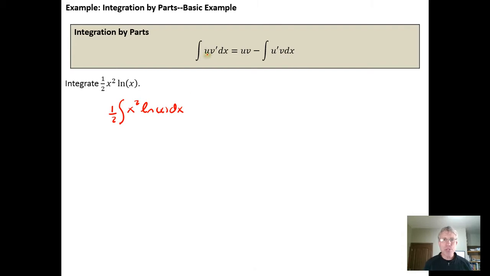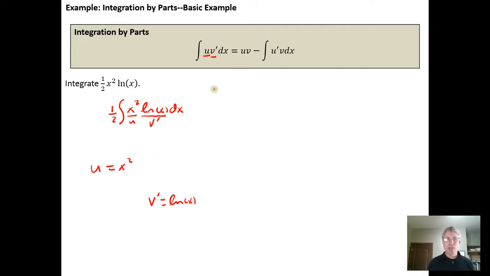So let's suppose that we decide we're going to let u correspond to x squared because x squared comes first and the u comes first. And what we'll see is that this is going to lead us to a dead end. So if we let u equal x squared, then v prime, the derivative of v, is going to be the ln of x. So we would say, v prime is the natural log of x.